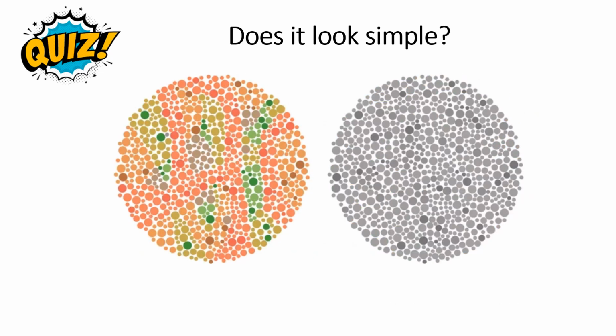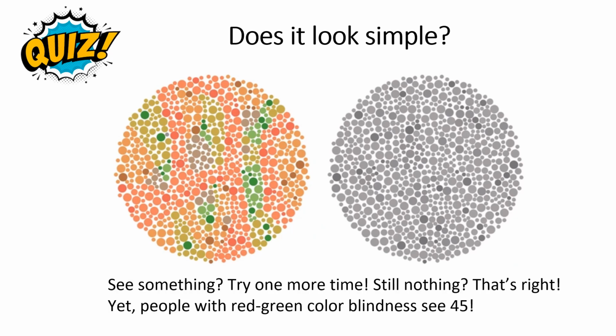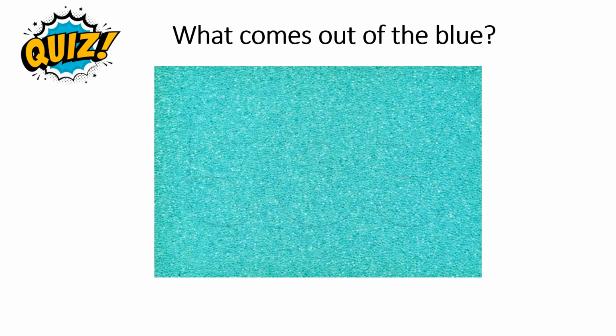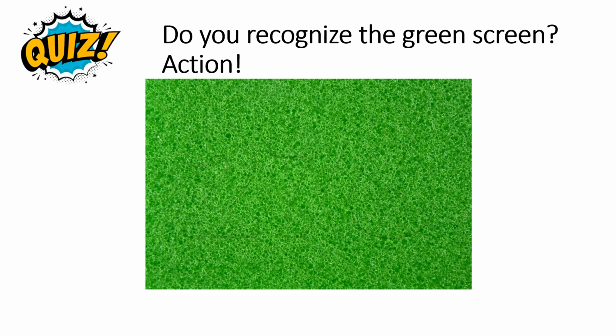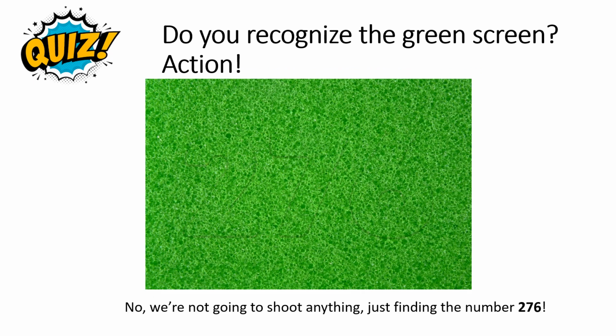Does it look simple? See something? Try one more time. Still nothing? That's right. Yet, people with red-green color blindness see 45. What comes out of the blue? No, it's not the pool floor. 503 is hiding here. Do you recognize the green screen? Action. No, we're not going to shoot anything, just finding the number 276.